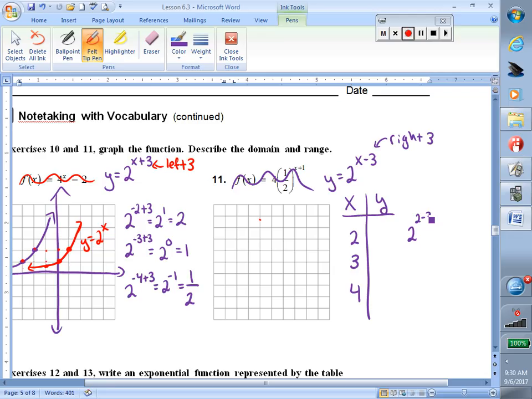Substitute 2 in for x. You have to do 2 minus 3 first, which is -1. Make it positive, flip it to the bottom. 3 minus 3, we get 2 to the 0, which is just 1. 4 minus 3 is 2 to the first, which is just 2. Once again, you are more than welcome to enter those into your calculator. If you need help doing that, please let me know.